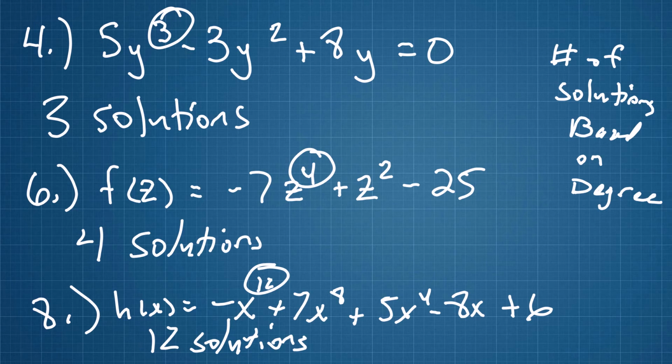The only difference between this section and last section is last section we said there could be 3 solutions. There could be 3 real solutions. There could be 4 real solutions. Now we're going to say there are that many solutions and we need to find all of them. So that's it.